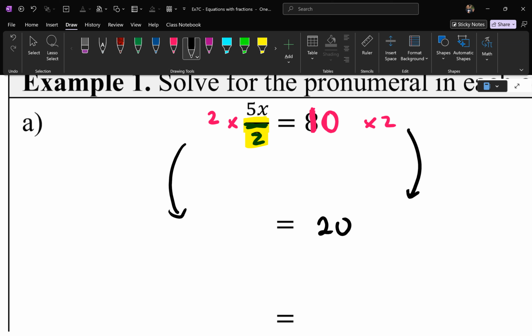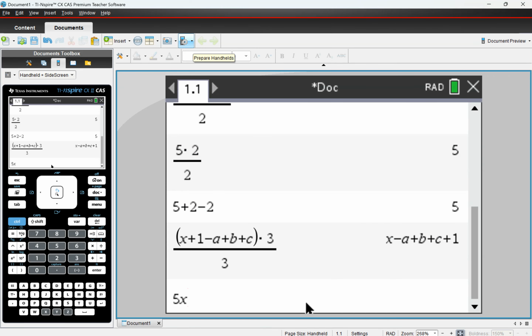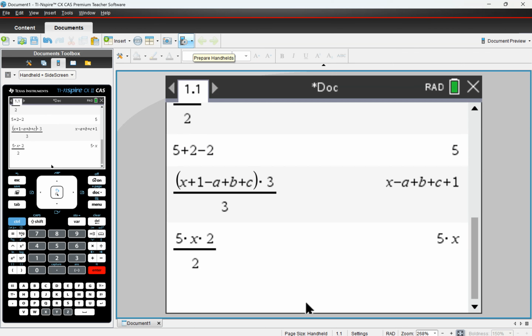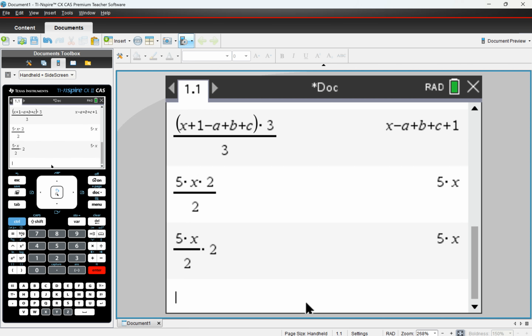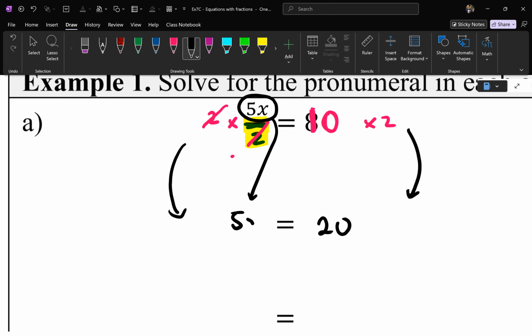And then on the left-hand side, you have to realize when you divide 2 and times 2, they're going to cancel out. That's the reality. It's just going to be 5x left over. And again, I can prove it by simply going here to my calculator and I'll show you 5x times 2 divide 2, still 5x. Or even if I did 5x divide 2 times 2, it's still the same thing because they're opposites of one another. You cancel them out. So here, times 2 divide 2 is going to cancel out. You're left with just the 5x.